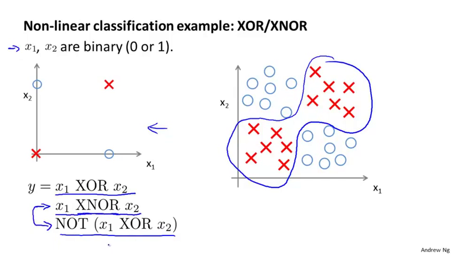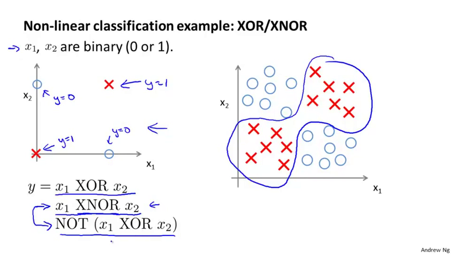It means not (x1 XOR x2), and so we're going to have positive examples if either both are true or both are false, that's y equals 1, and we're going to have y equals 0 if only one of them is true. And we want to figure out if we can get a neural network to fit this sort of training set.